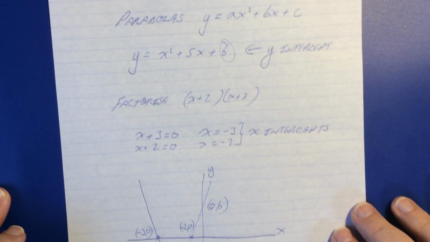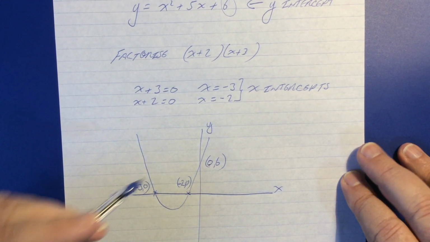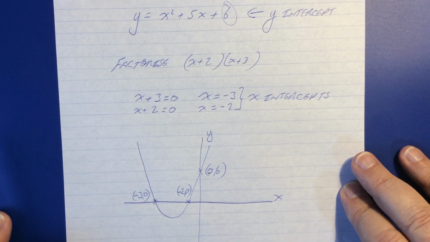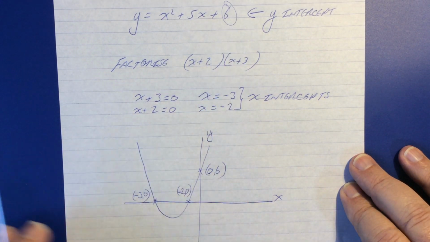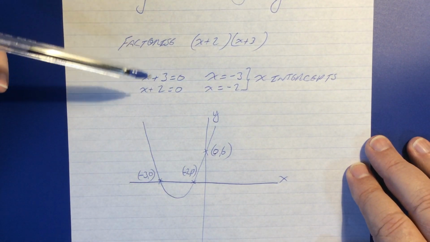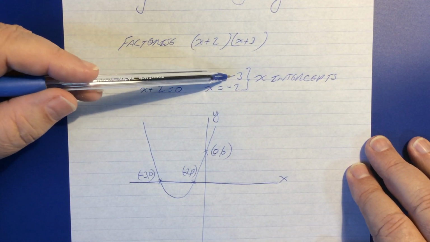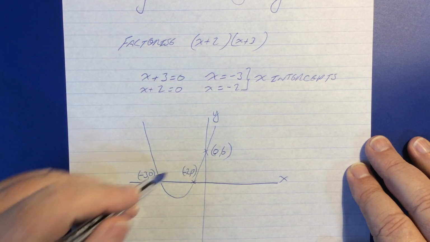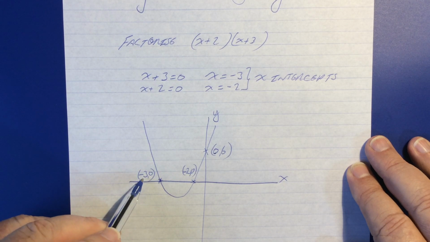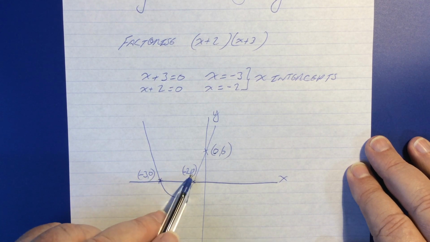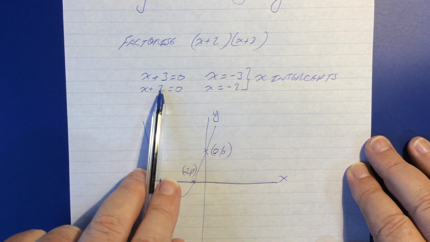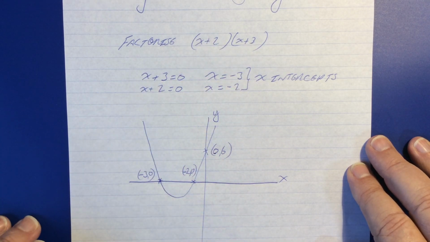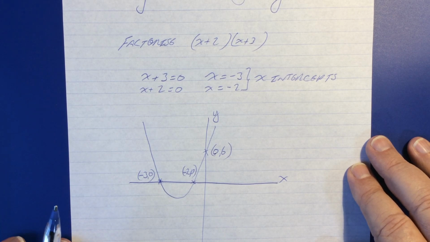Okay, so let's graph what we've got. We've got the y-intercept, which we got from here. The x-intercepts, we decided that the values on the x-axis were negative 3 and negative 2. So they are here, and their coordinates are (negative 3, 0) and (negative 2, 0). And we got those from factorizing this and making each of these brackets equal 0. That, I think, is reasonably straightforward.